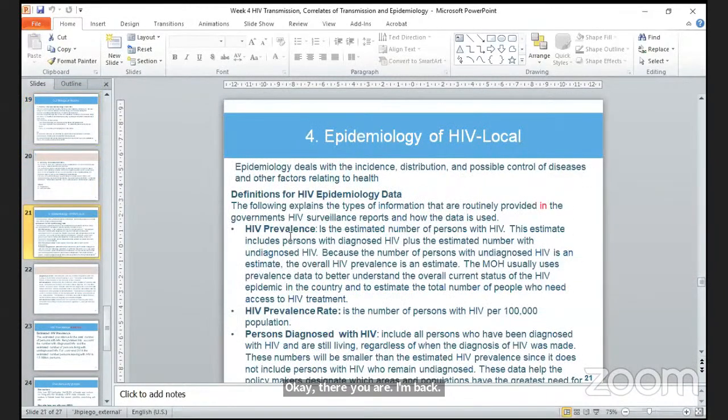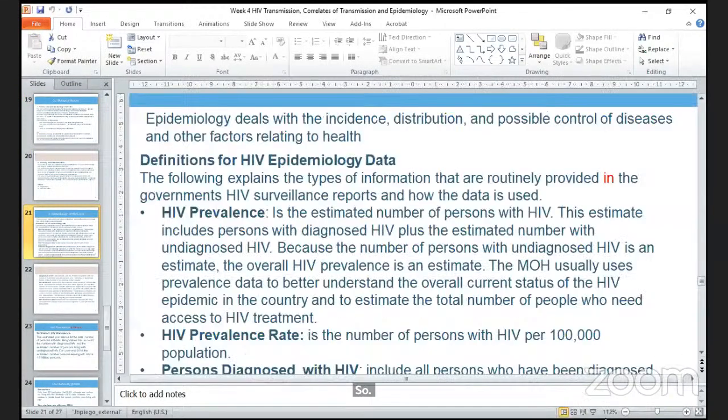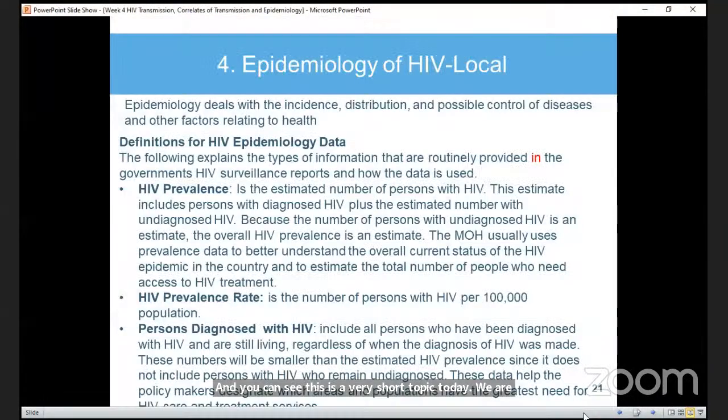So we go to the epidemiology. As you can see, this is a very short topic today. We are going to complete it and introduce topic 5. Now, epidemiology of the virus locally, that is in Kenya.